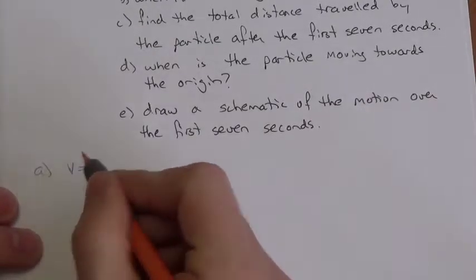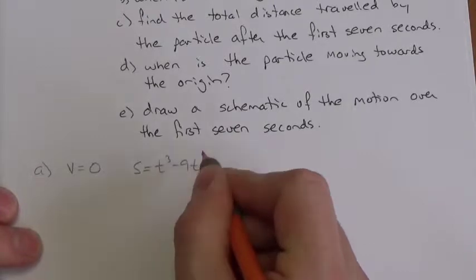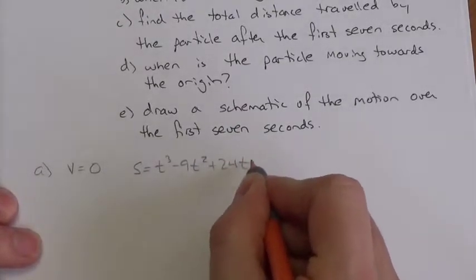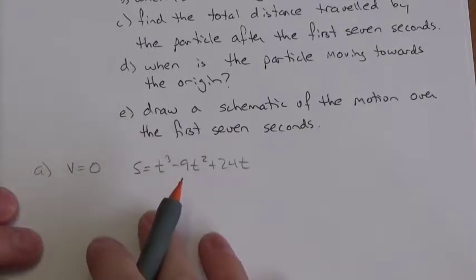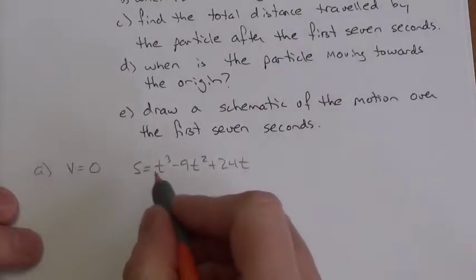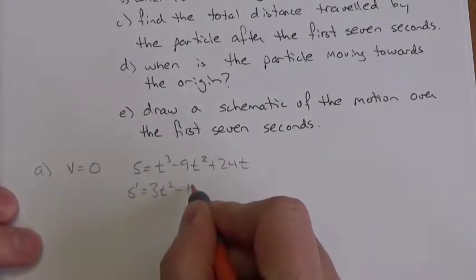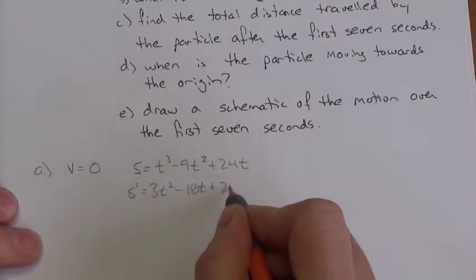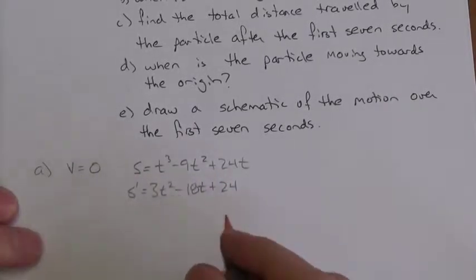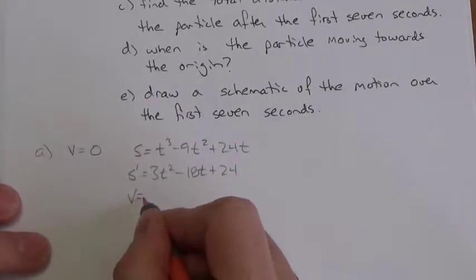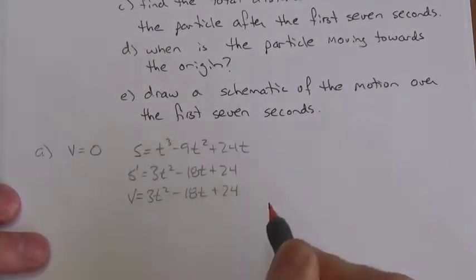I don't have the velocity. What I have is displacement. But the nice thing is I know that the derivative of displacement is going to be velocity. So the derivative of displacement here will be 3t squared minus 18t plus 24. Great, so now I've got an expression for velocity. This is equal to my velocity. All I'm doing in this step is making it abundantly clear that what I'm looking at here is in fact velocity.